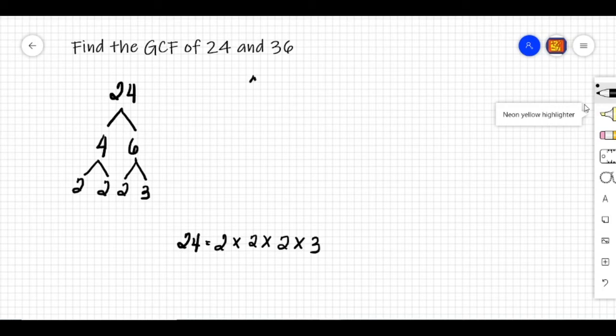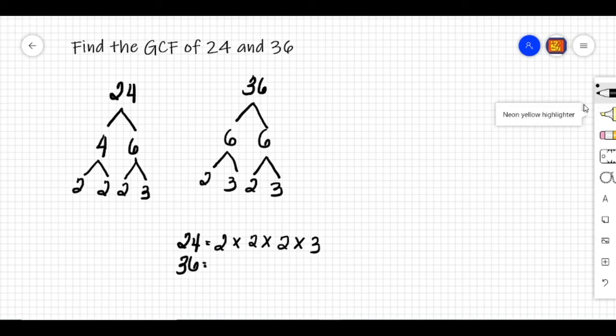Next, let's have the prime factors of 36. So 36 can be factored into 6 times 6. Next, 6 can also be factored into 2 times 3, and 6 here same as 2 times 3. So we have 36: 2 times 3 times 2 times 3.